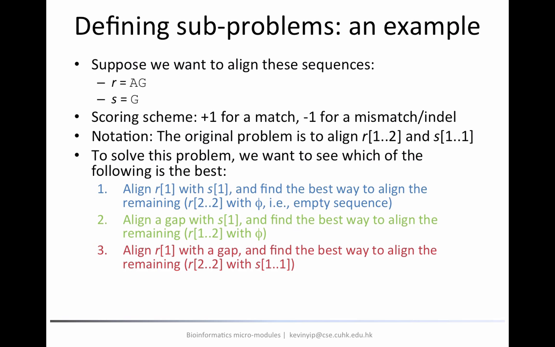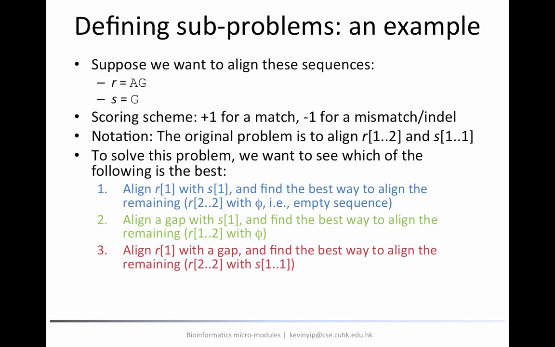So in order to solve the sequence alignment problem, we first consider how do we deal with the first characters of these two sequences. There are three possibilities. The first possibility is we align R1 with S1. And then we have a new subproblem, which is to align the second character of R with an empty string. Of course, it is obvious to us, but then in order to systematically analyze every case, we will still try to divide the problem in this way.